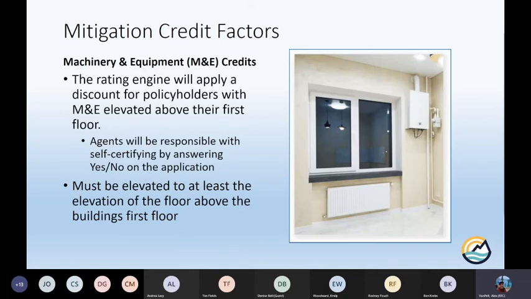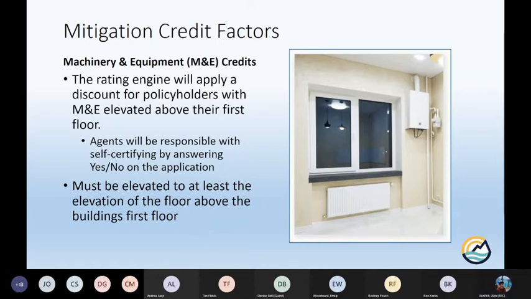So Cindy, you asked what happens if you have a furnace in a basement below grade. That furnace is already going to be baked into the rate. They're going to get a credit now for relocating that furnace. So the way it's going to work is policyholders that elevate their machinery and equipment to above their first floor are going to see this credit.